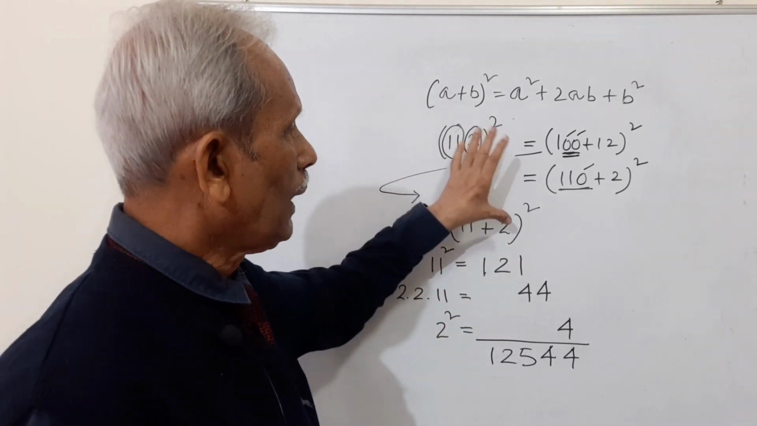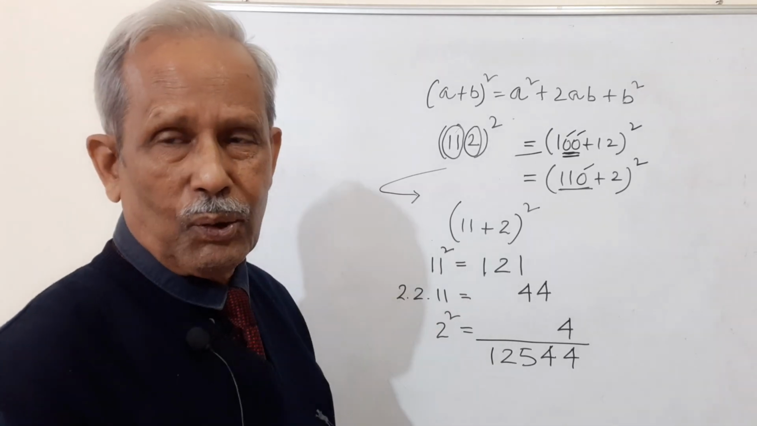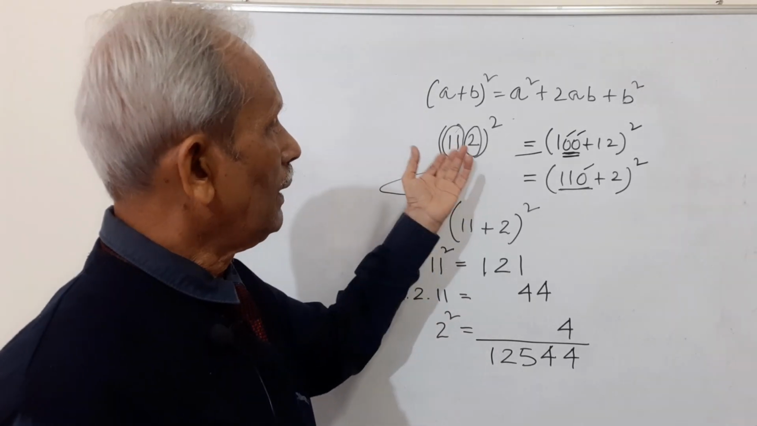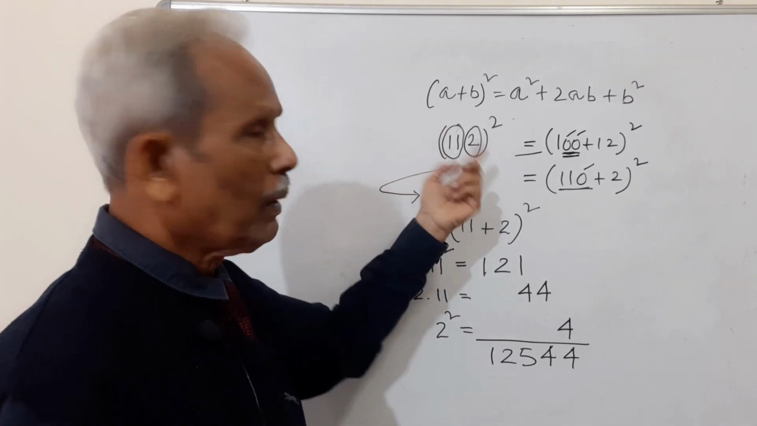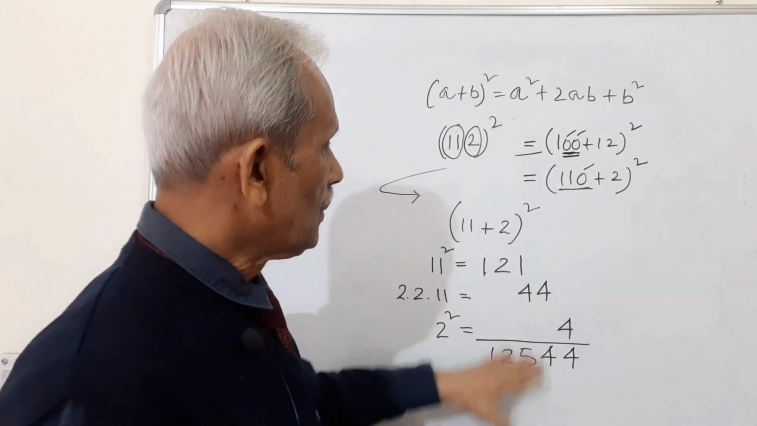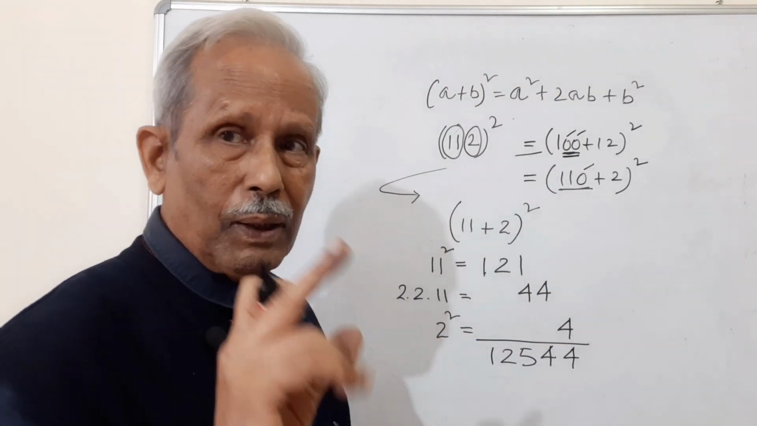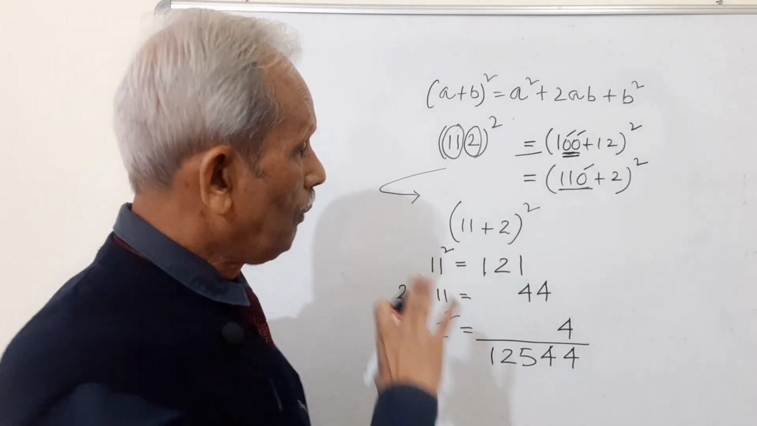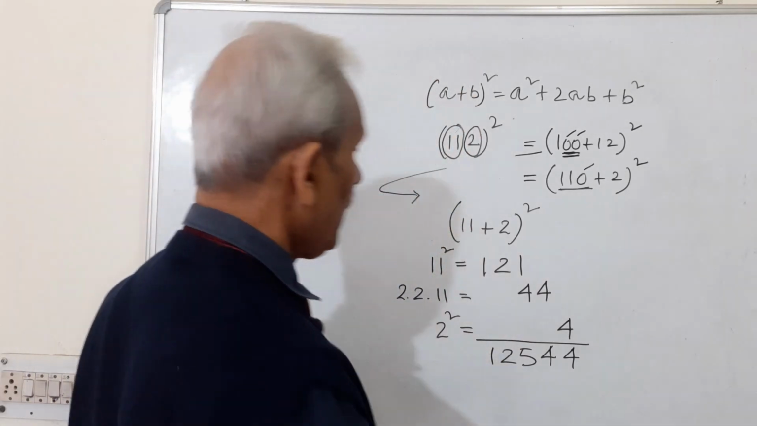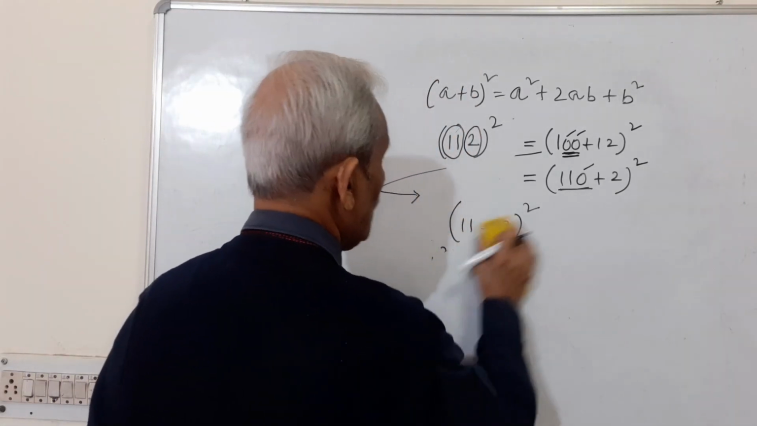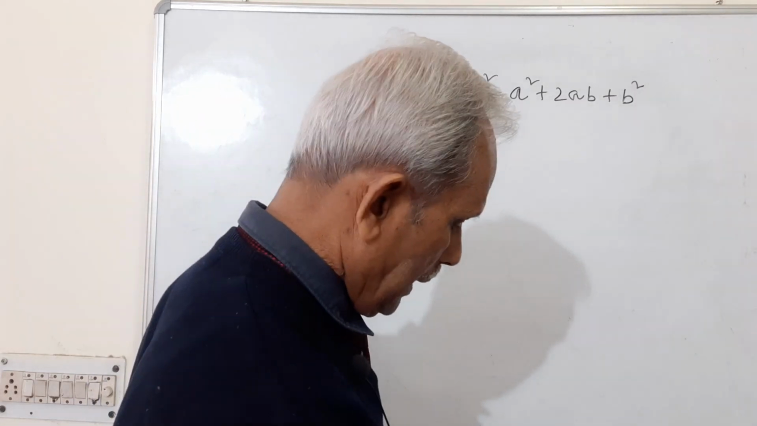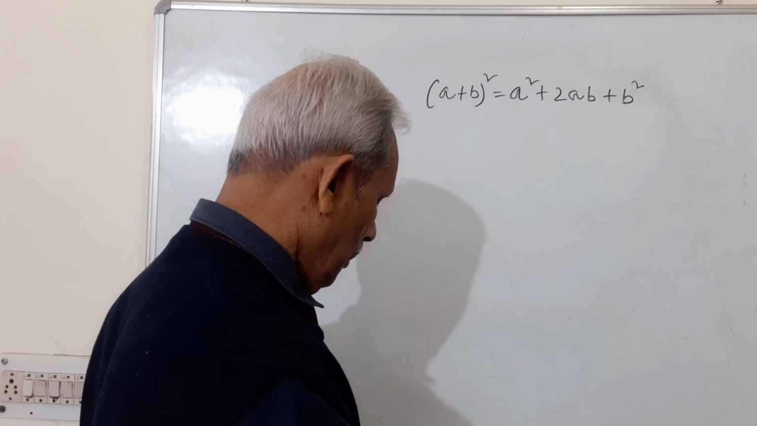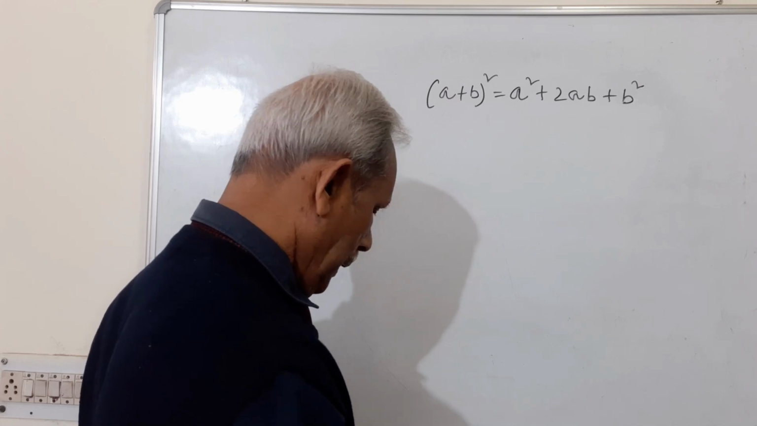That means we can follow any one of these. We can write 112 as 100 plus 12, or as 11 plus 2 whole square, or as 1 plus 12 whole square. In both ways the answer will be the same. Only the shifting of the placement of the numbers you have to remember very carefully, because that is where you are likely to be confused. But if you practice it, there will be no confusion. After some time you will understand it and you can do any problem very easily without any difficulty at all.